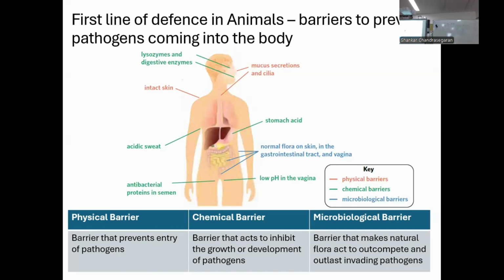Another few examples, and this is different for men and women, are antibacterial proteins in semen. There are antibacterial proteins mixed in with the semen so that it doesn't carry pathogens from one person to the other when sexual reproduction is occurring. And also a low pH in the vagina is associated with keeping pathogens at bay. Another example is lysozyme, a specific enzyme that helps break down microorganisms, and that is found in our spit and also in our tears.